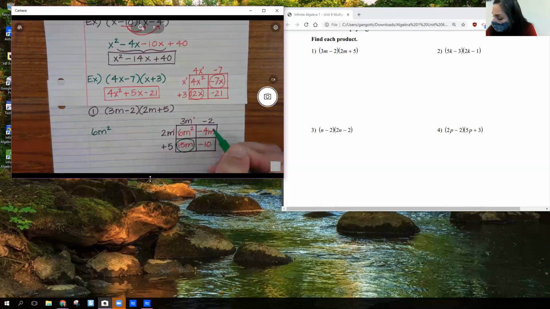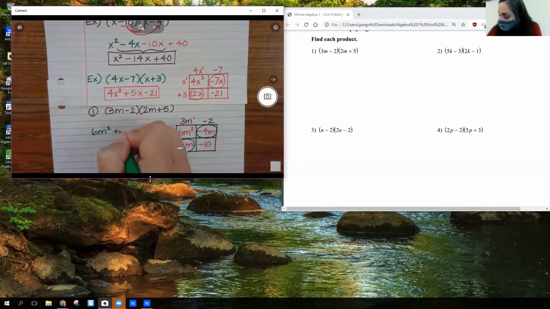Then these guys, it's always these ones here in the diagonal boxes that go together. If you haven't noticed that already, that's always going to happen. So 15 and negative 4 is positive 11m, and then minus 10. And there you go. That's number 1.